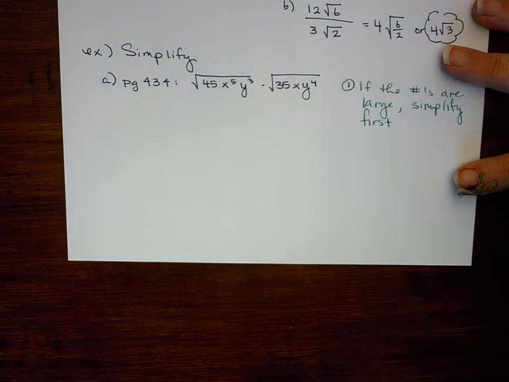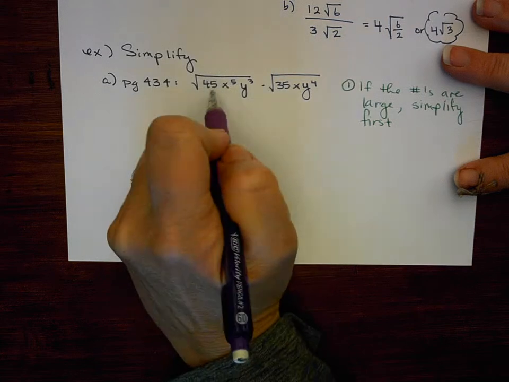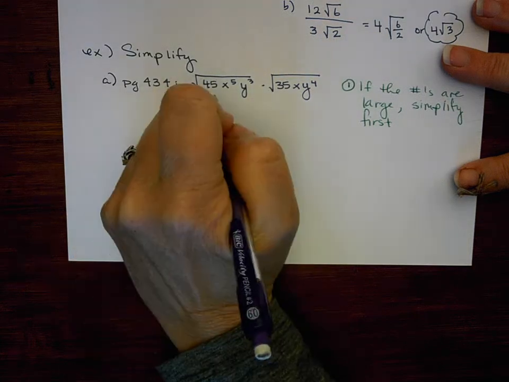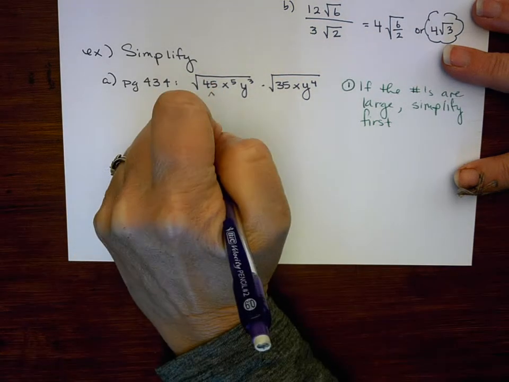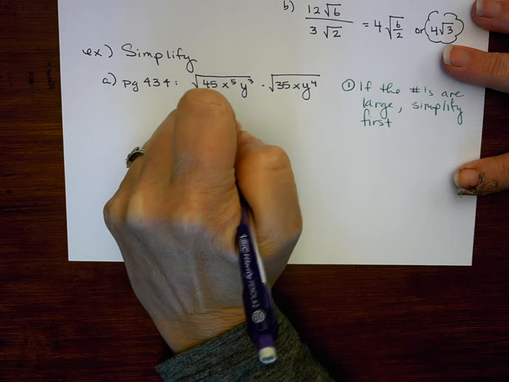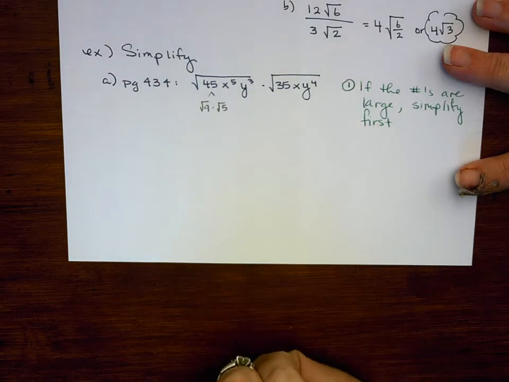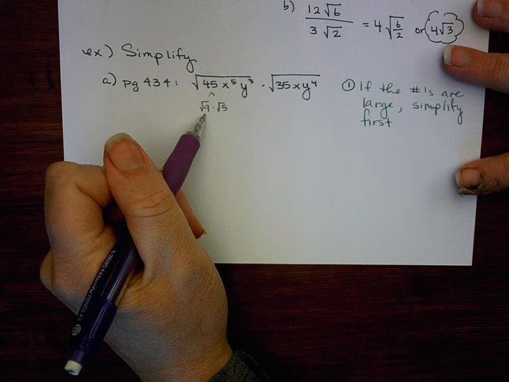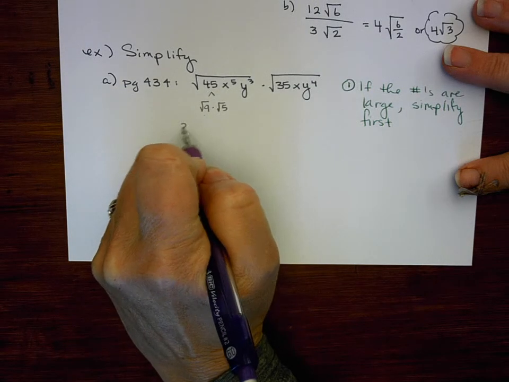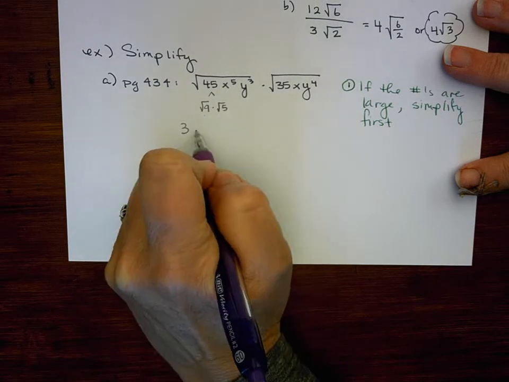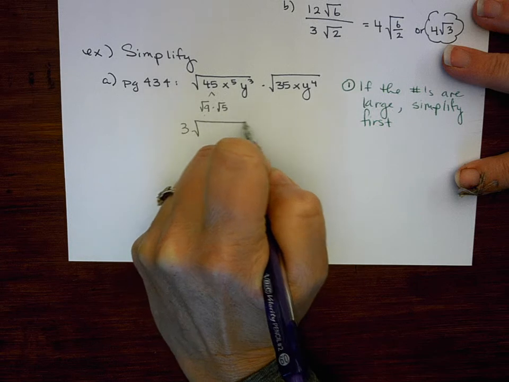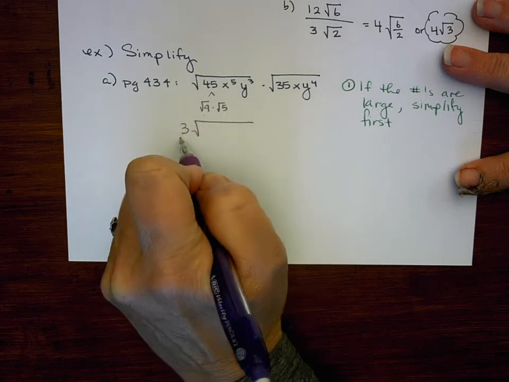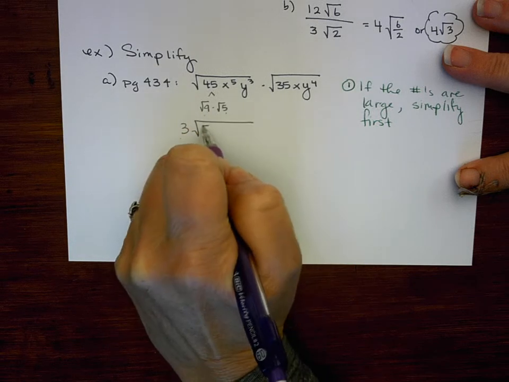So for us, when we look at this, I know that 45 breaks down to 9 times 5. But 35 does not, right? 35 doesn't break down to any kind of number. So that's 7 times 5, but we don't know the root of 7 or the root of 5. I do know the square root of 9, which is 3, so I'm going to make that be 3. And I don't know the square root of 5, so I'm going to leave that as the square root of 5. So square root of 9 is 3, and 5 is going to stay under the radical.